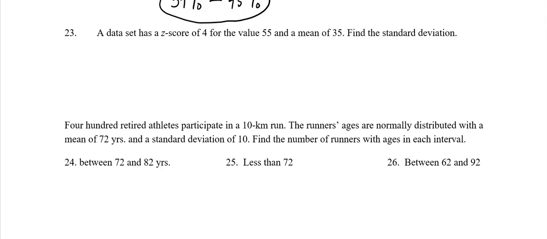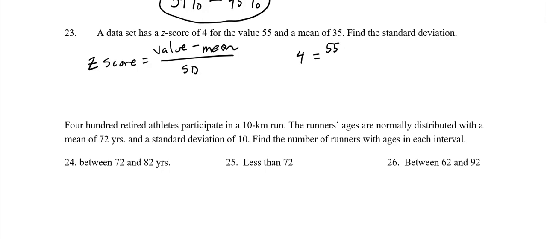For this problem, number 23, you need to know the z-score formula. And I'll just repeat that for you. It's the value, or the number, minus the mean, divided by standard deviation. So this time it's a little different. You're having to find the standard deviation. You've got to find this number at the bottom. So given the z-score of 4, the value of 55, and the mean of 35, it's like we're finding this number at the bottom.